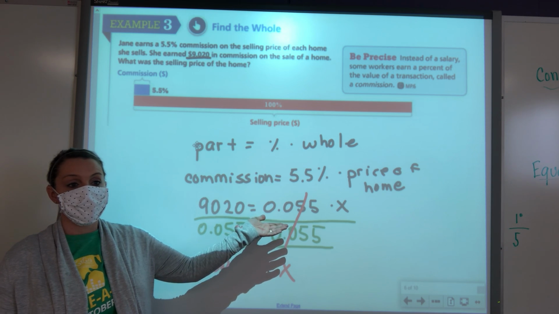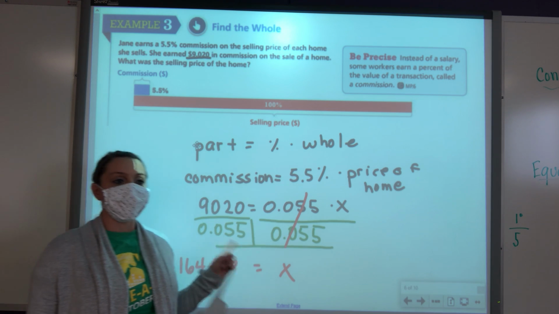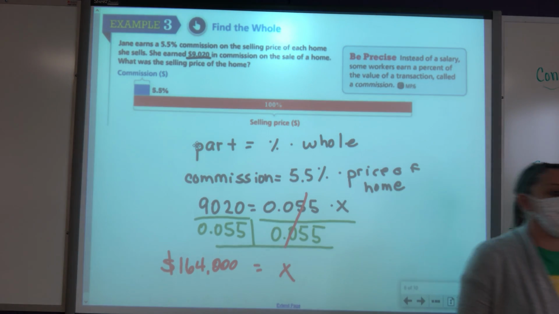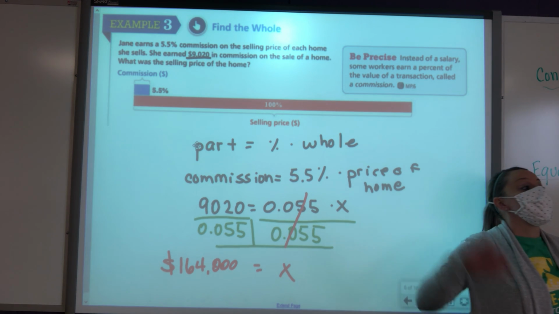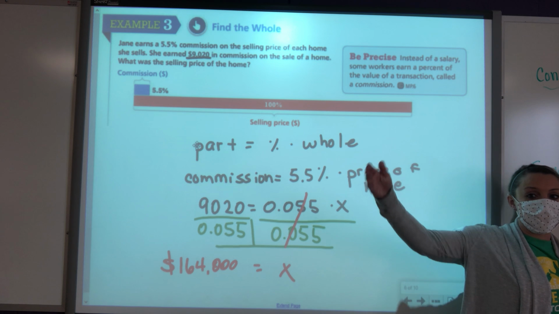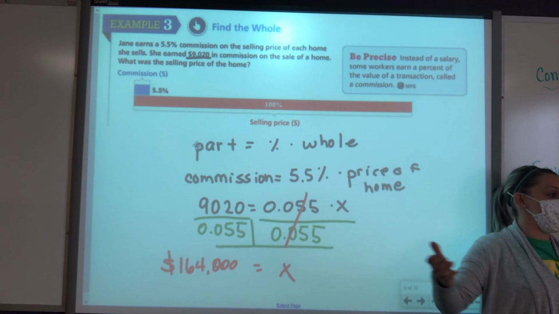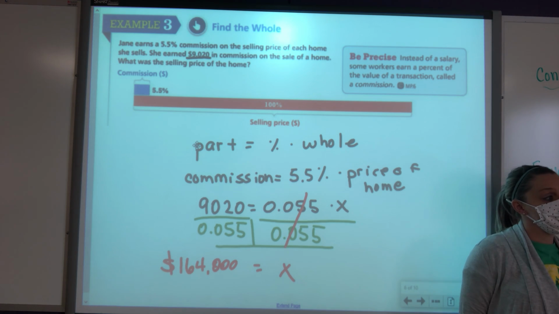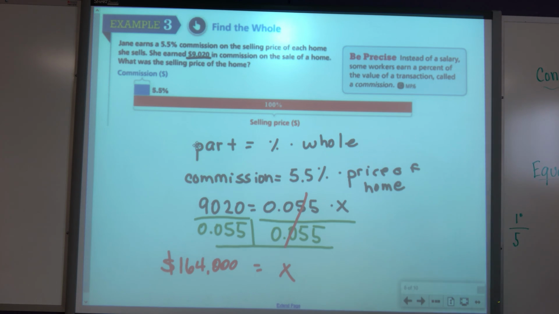So how did she get her percent? It's calculated by the company. As she starts out, she might start making 3%. As she moves up in the company and gets more experience, she might get up to 5.5%, maybe 6% for every house she sells. It just depends, and then it depends on the area.